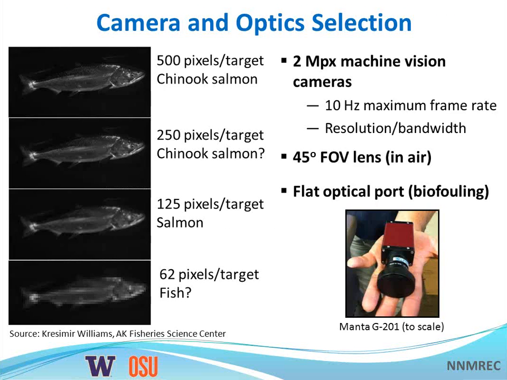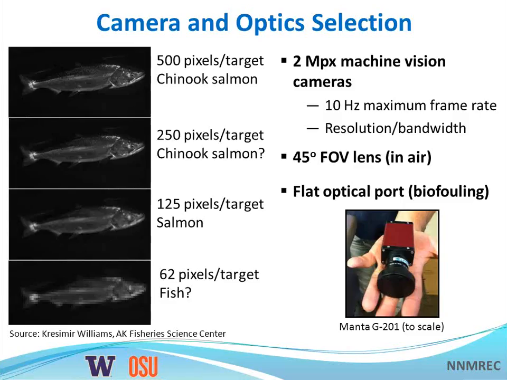So in thinking about the camera and optic selection, it really comes down to a question of how much resolution you can achieve. And the maximum resolution you can achieve is limited by the bandwidth of data that can be reasonably taken off from the project. And so we converged on the use of 2 megapixel machine vision cameras. These are commonly used technology in industrial settings. We're using a 45-degree field of view lens in air and a flat optical port for reason of biofouling.